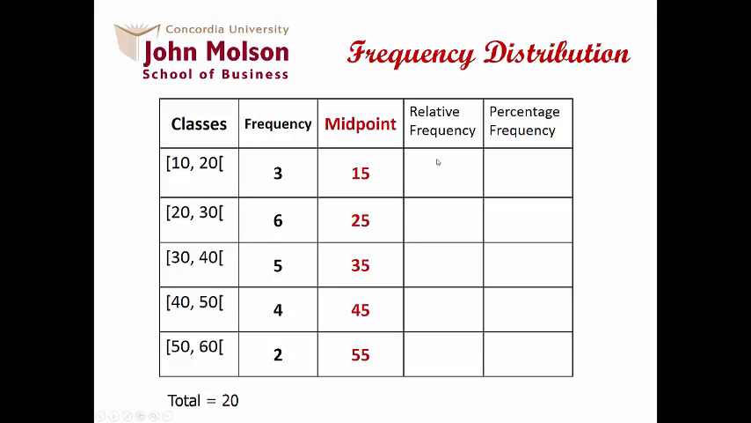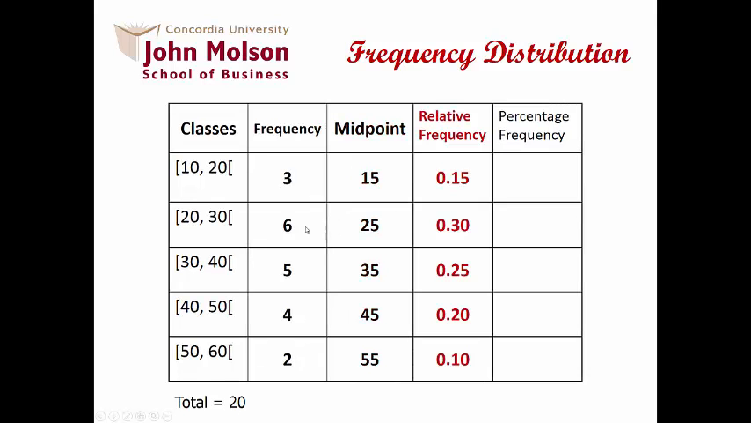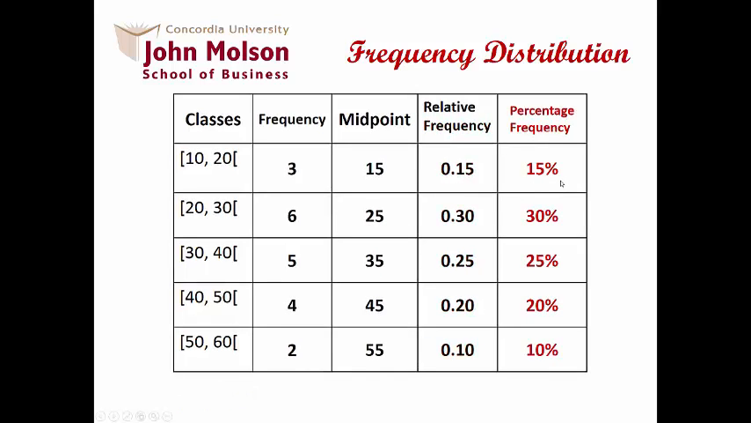I'd like also to identify the relative frequency. Relative frequency, we saw that before. 3 divided by the total, 20. That's 0.15. 6 divided by the total, 20, which is 0.3. Now I have a relative frequency. The relative frequencies will add up to 1. I can ask also for the percentage frequency, and 0.15 is 15%, or 30%, or 25%. I have all the information required now.